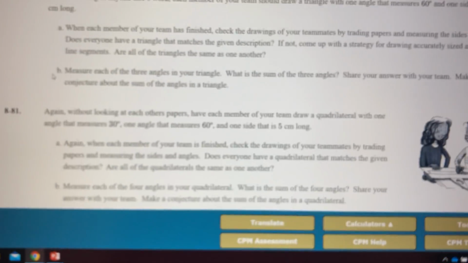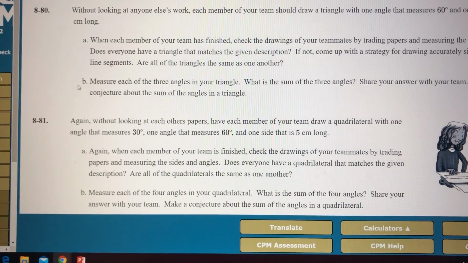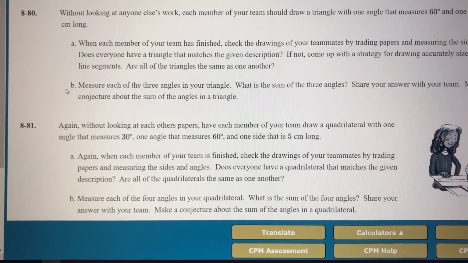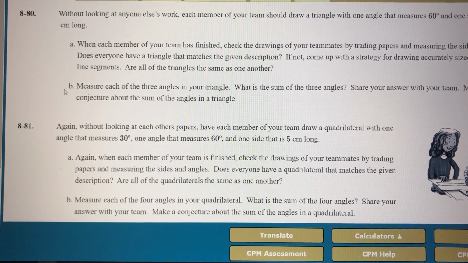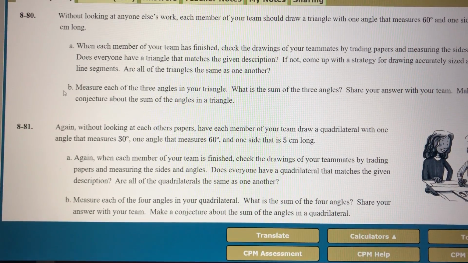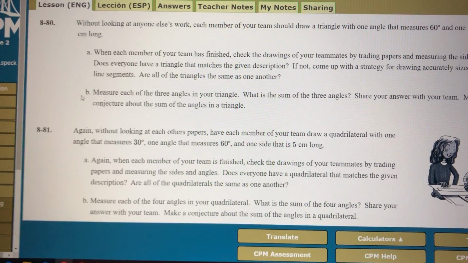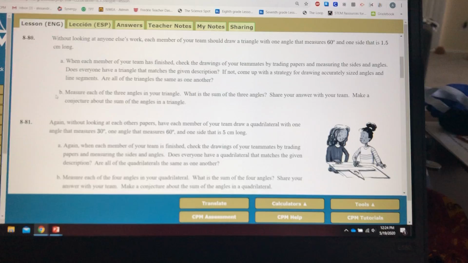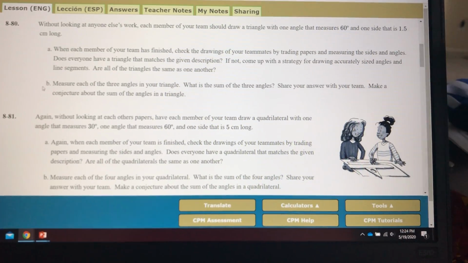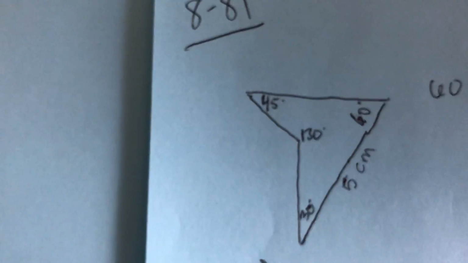Then 8-81 says, again, without looking at each other's papers, have each member of your team draw a quadrilateral with one angle that measures 30 degrees, one angle that measures 60 degrees, and one side that is 5 centimeters long. I'll show you the one that I came up with, but remember, a quadrilateral has 4 sides. First I'm going to show you my not very good one. This is the one I did last week, and I wasn't very proud of it.